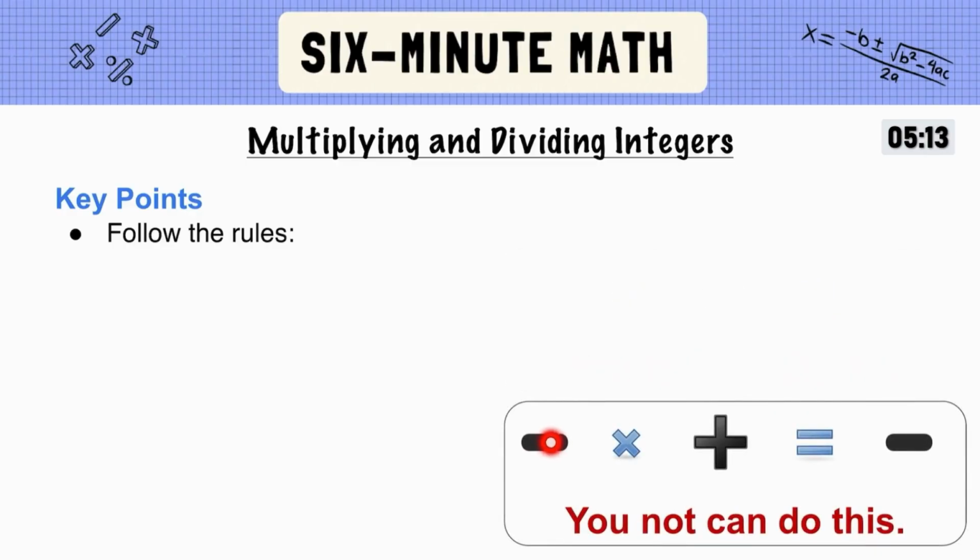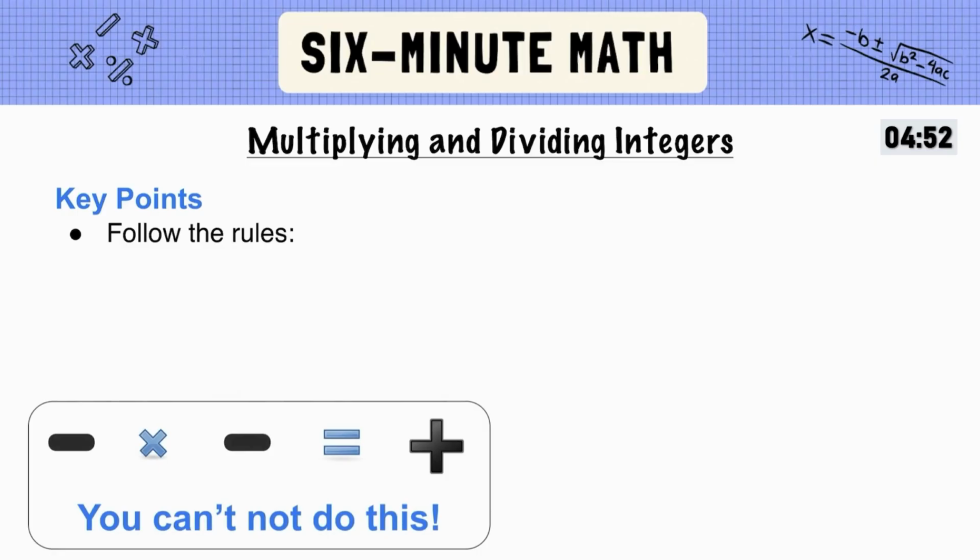If I have a negative times a positive, I am also going to result in a negative. Grammatically incorrect, but still makes sense. You not can do this. Not is the negative. Can do is the positive, resulting in a negative sentence.